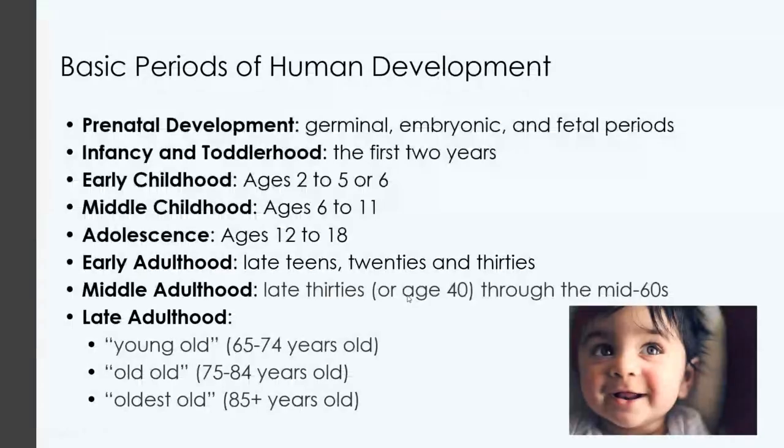As far as the basic periods of human development, you want to be aware of the 8 stages, and there are 9 if you consider prenatal. So we'll be looking at prenatal, infancy and toddlerhood, early childhood, which is usually kiddos from 2 to 5 or 2 to 6, middle childhood, which is 6 to 11, and adolescence, which is usually considered anywhere from 12 to 18. Some theorists even consider up to 21-year-olds still adolescents.